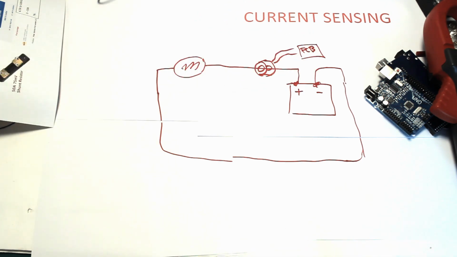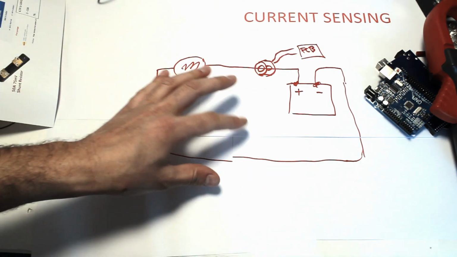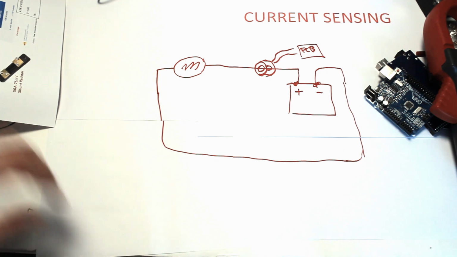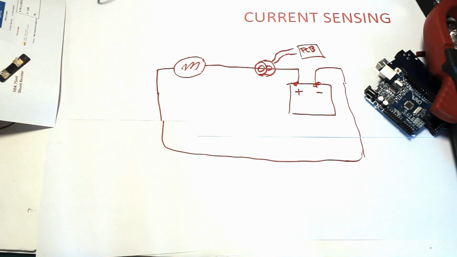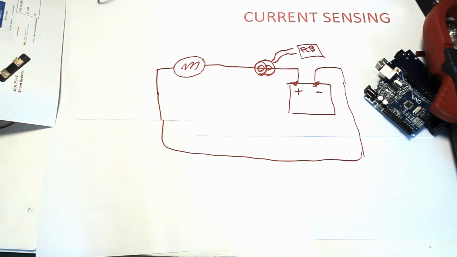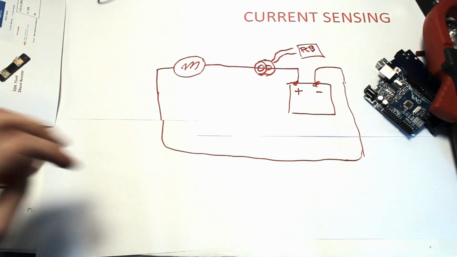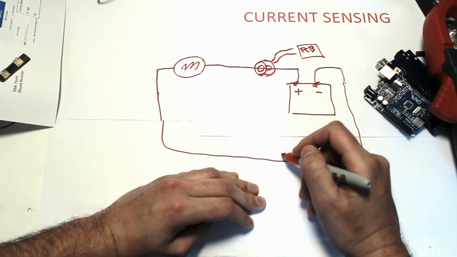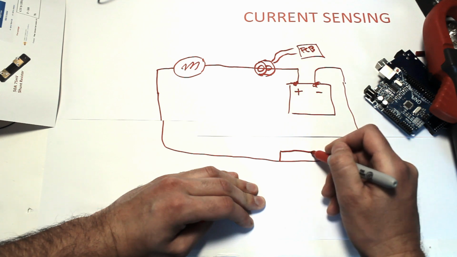Now the other option is to actually use a shunt resistor in the circuit. This is also quite commonly done, and I'd imagine that quite a lot of multimeters are using a shunt. And basically what the shunt is, we add a big resistor in here.